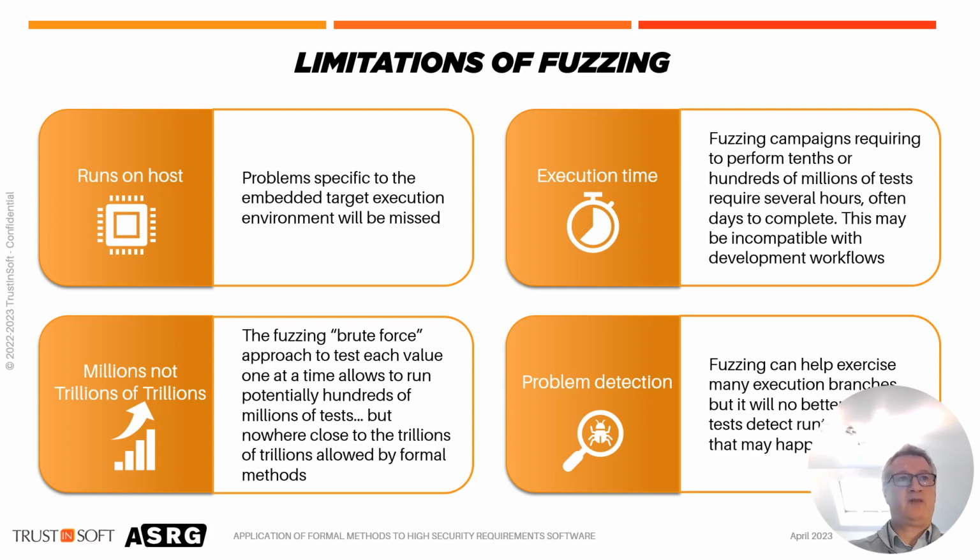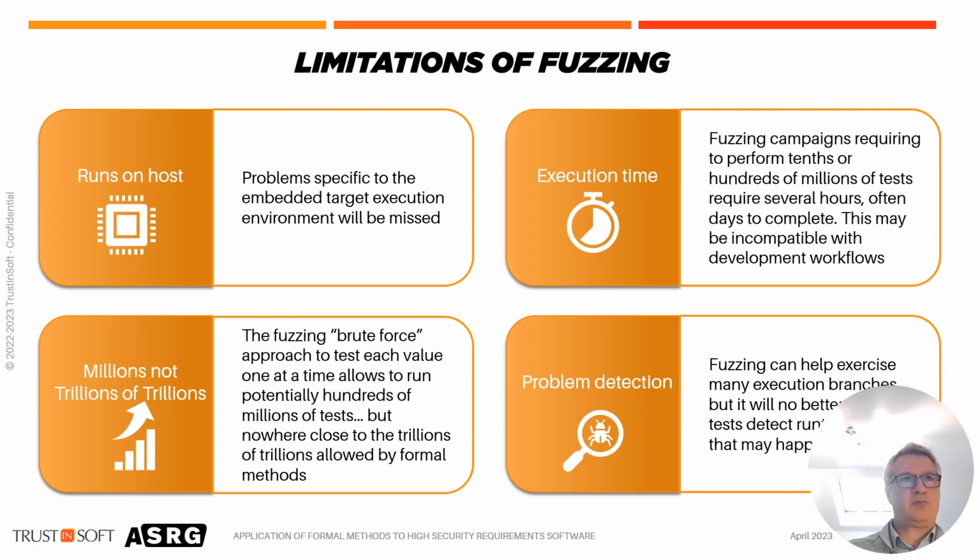One first limitation that I didn't mention in my quick overview of fuzzing earlier in my slides is that fuzzers typically run on the host. Meaning that in the context of embedded software, you don't run the code in exactly the same execution environment as the one it will run on in production, and therefore problems specific to the embedded target execution are likely to be missed by a fuzzer.